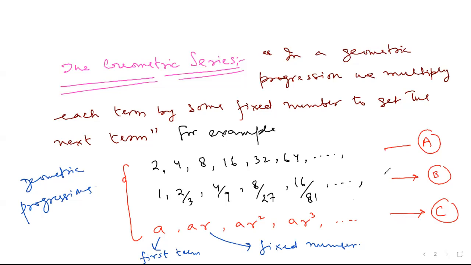So all these A, B, C are examples of geometric progressions. It's clear? In a geometric progression, we multiply each term by some fixed number to get the next term, as we have given examples A, B, and C, right? Now it is easy to think of examples of such progressions, right?